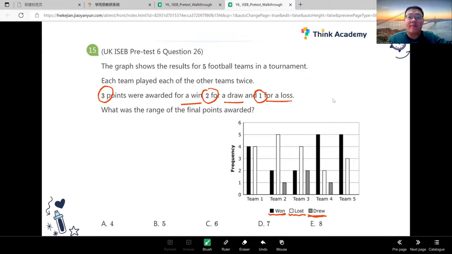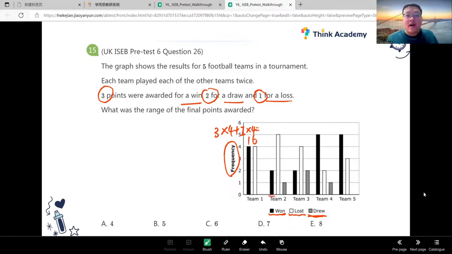So for team 1, black, 4 of black, and it says frequency, right? It's going to win 4 games and lose 4 games. So the total points that we got are going to be 3 times 4, and you add 1 times 4. So that gives you which number? 16, right? That will be 16.